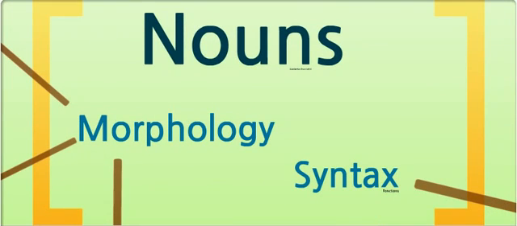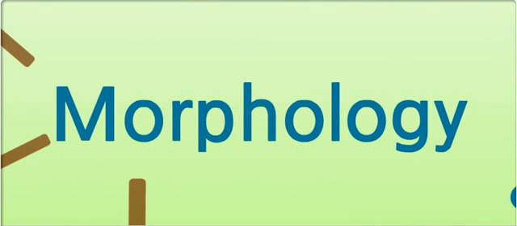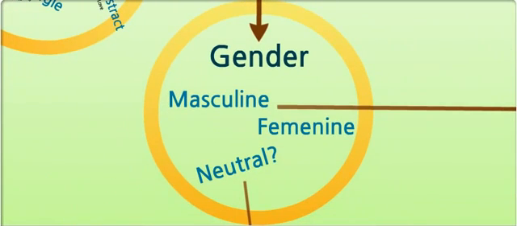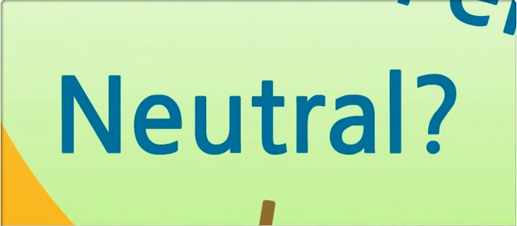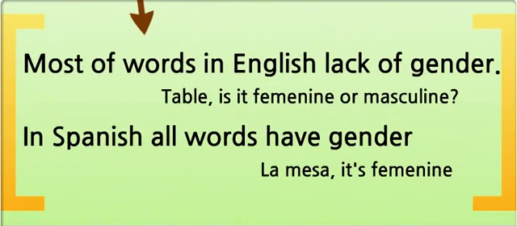We can divide these differences into two big categories: morphology and syntax. Talking about morphology, first we can talk about this big group that is gender. We can say without a doubt that genders are masculine and feminine, and we all agree on that. But we have to think, is there a neutral gender? I mean, does it exist? Well, we can say that in English it does exist because most of the words in English lack gender.